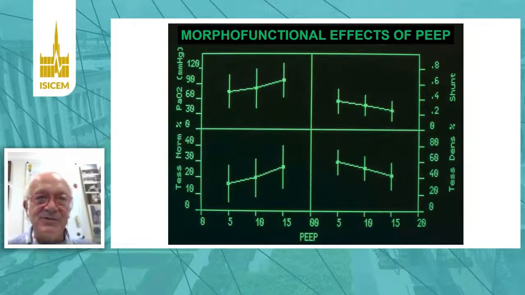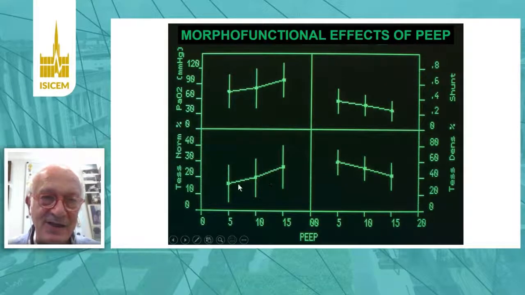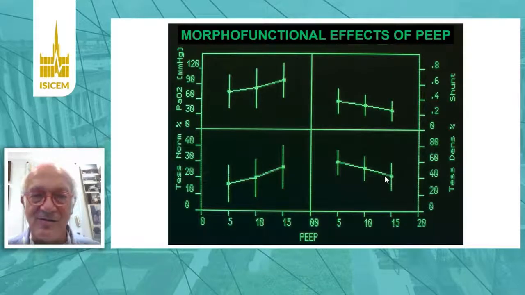We could measure the amount of tissue normally aerated and the changes in normally aerated tissue when we applied PEEP, as well as changes in PO2, changes in shunt, and the increase in normally aerated tissue was mirrored by the decrease in tissue densities. So in a way, we were able to measure in grams the amount of lung being recruited by the increase of PEEP.